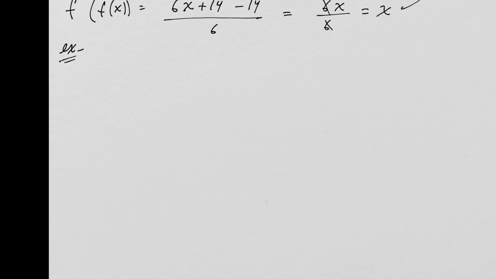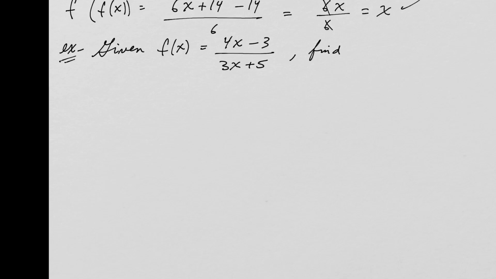All right, let's do another one. Given f of x equals (4x minus 3) over (3x plus 5), we want to find the inverse function. Okay, so rename f of x y. So I'm going to call this y is equal to (4x minus 3) over (3x plus 5).